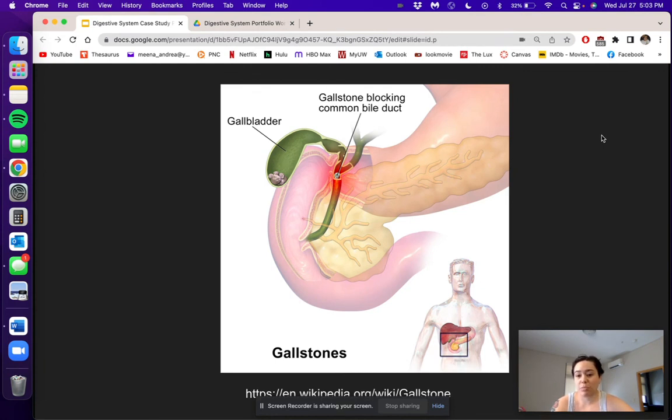With an obstructed bile duct, the gallbladder is unable to store bile, so instead it is sent to the duodenum to digest fat.